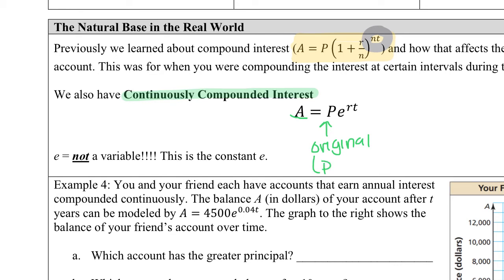It's called the principal. E is that natural base. R is your rate, so that's the interest rate as a decimal. And T is time, how long are you doing it? Now, it's very important that you remember that E is not a variable, it's a constant.